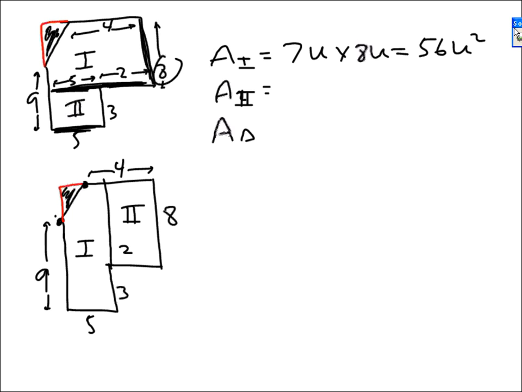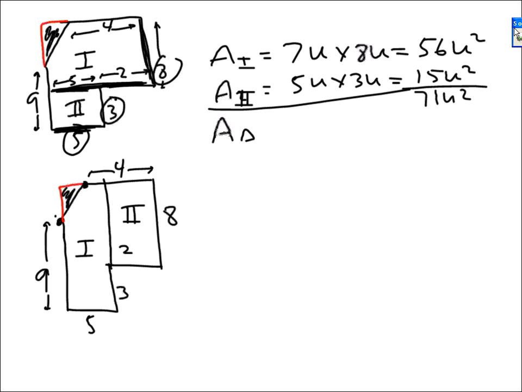Area of region 2. Well, that one's a bit easier. It's 5 units by 3 units. 5 units by 3 units, that's 15 units squared. And when we add these up, you get 71 square units.